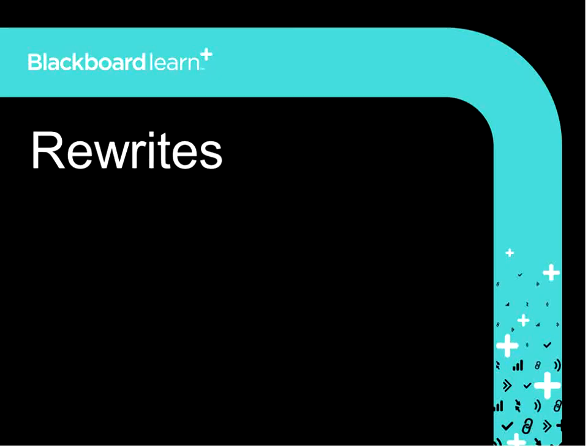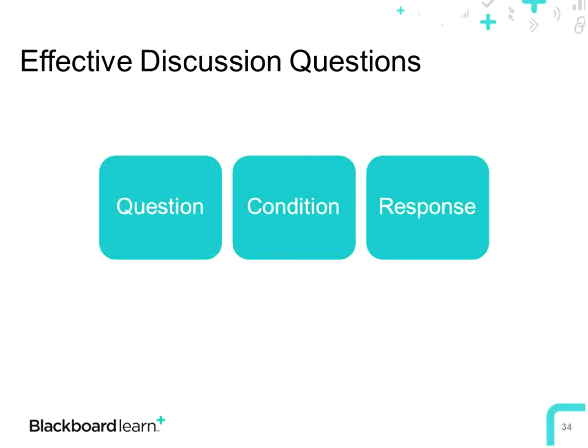So let's talk about the rewrites. How do we get to that point to write those type of questions? We've addressed the methods, but now we want to look at actually the questions. So writing effective discussion questions is going to be not only the scaffolding, but also being cognizant that when we write these effective discussion board questions, any type of questions to be honest, we want to remember that there are 3 parts to every good question, and that is a question, a condition, and a response.